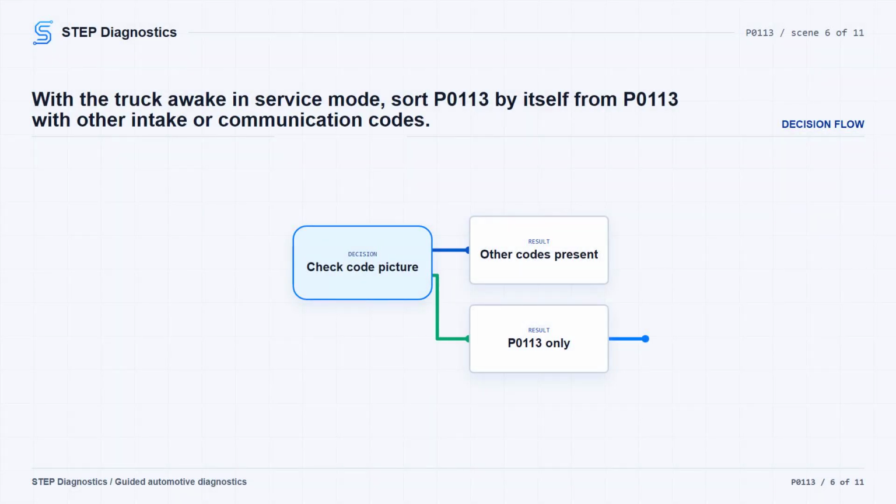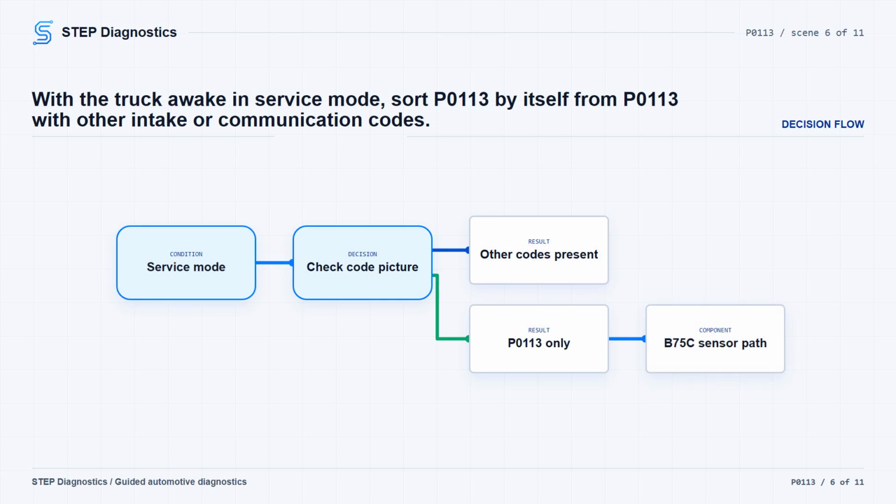With the ignition on and the vehicle in service mode, check the code picture first. If P0113 is the only code from this intake air temperature and humidity sensor circuit family, the diagnostic path points to the B75C multifunction intake air sensor. If other codes are present, especially communication or related intake sensor circuit codes, check what they mean first before treating P0113 by itself.